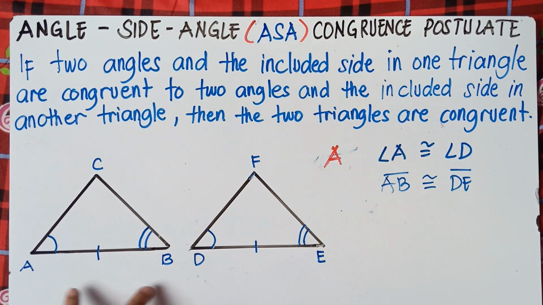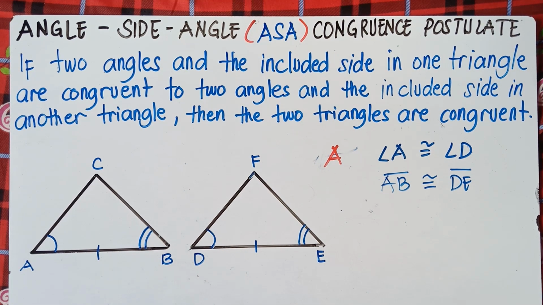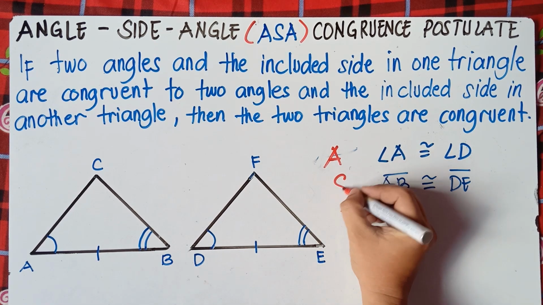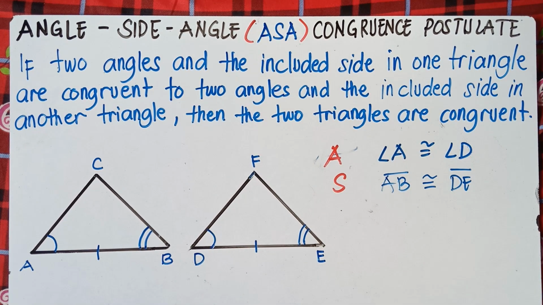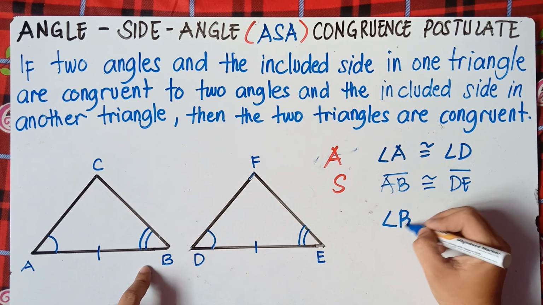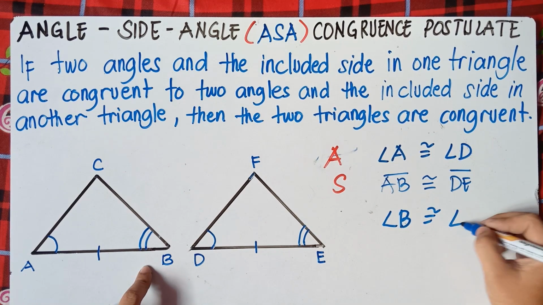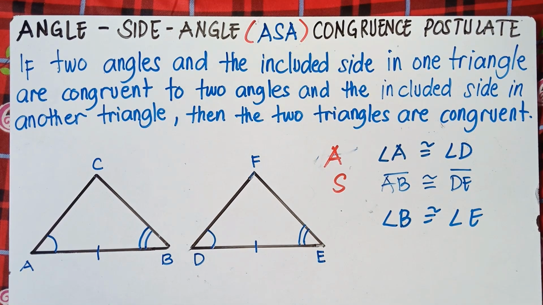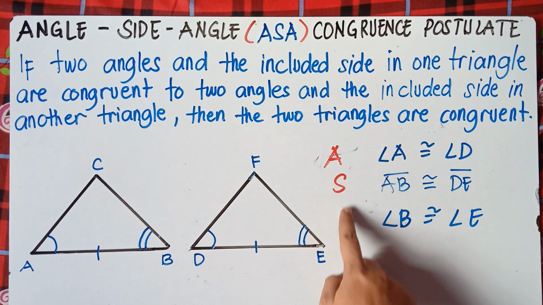This side AB is congruent to this side DE, in which this AB, this included side, is in the middle between these two angles. And we have a side. And last, that would be angle B. Angle B is congruent to angle E. So we have angle, side, angle.